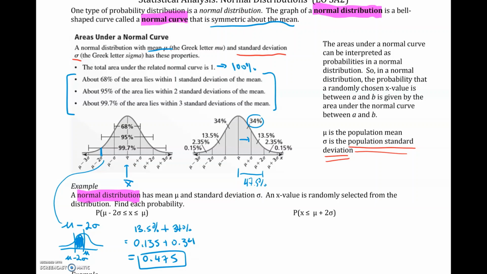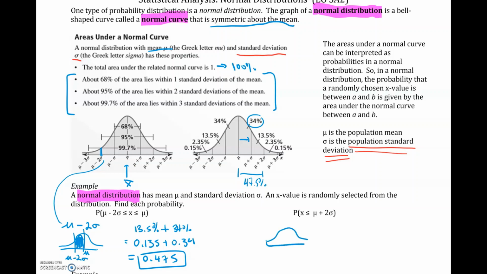Are we just going 1 away from the mean? Then it's 34. Are we going 2 away from the mean? Then we'll do 34 plus 13.5. All right, so again, what's crucial is you want to think about what the notation means. So here, we're looking at, in general, if x is less than mu plus 2 sigma. So what does that look like on our curve?